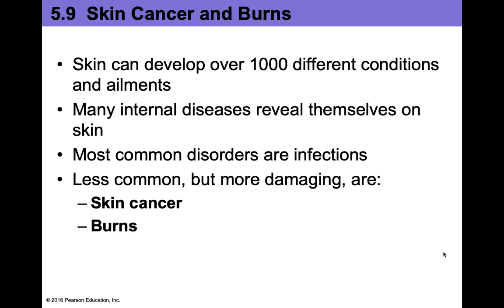The last two things we're going to talk about are cancer and burns. The skin can develop over 1,000 different conditions and ailments, which is why there's a whole different branch of medicine called dermatology just related to skin. Many internal diseases reveal themselves on the skin surface. The most common disorders of the skin are going to be infections, like if you get an infected cut or something of that sort. You're also going to have less common but more dangerous ailments like skin cancer and burns. So those are what we're going to focus on.